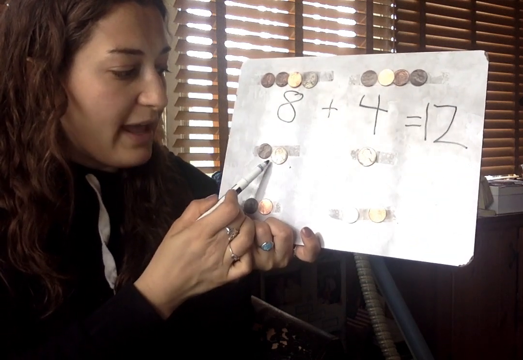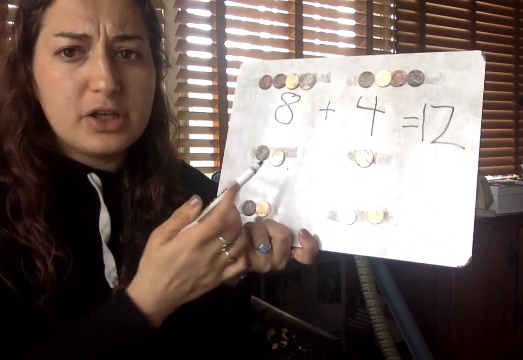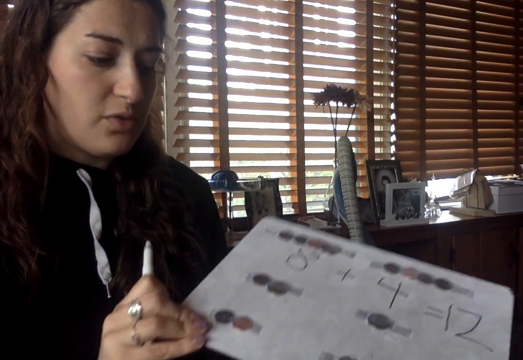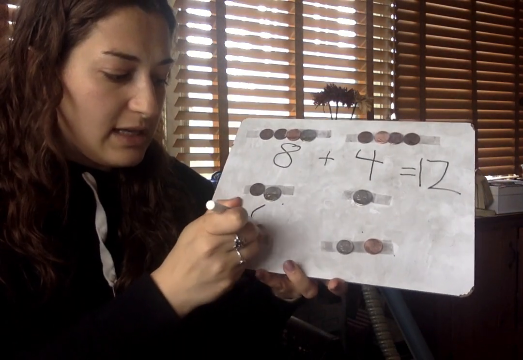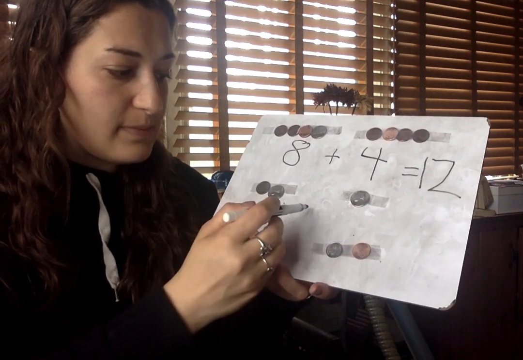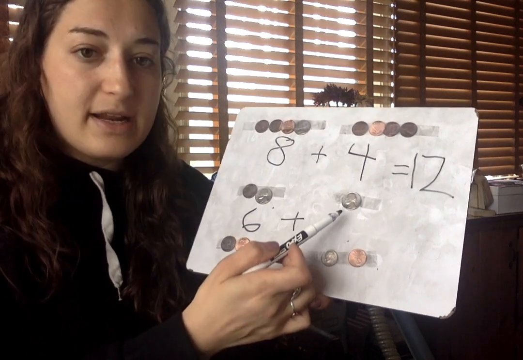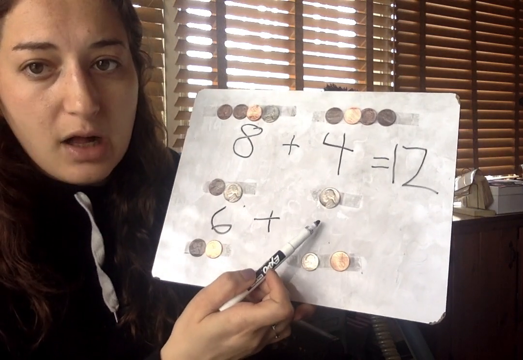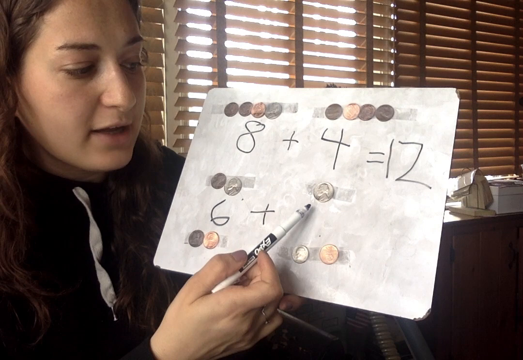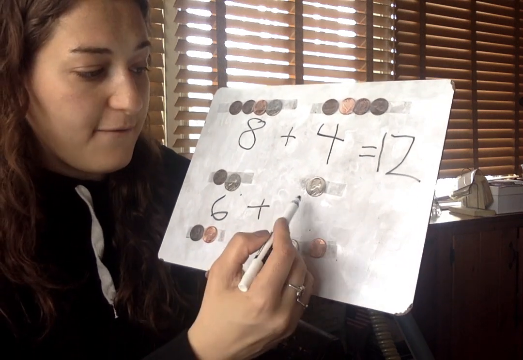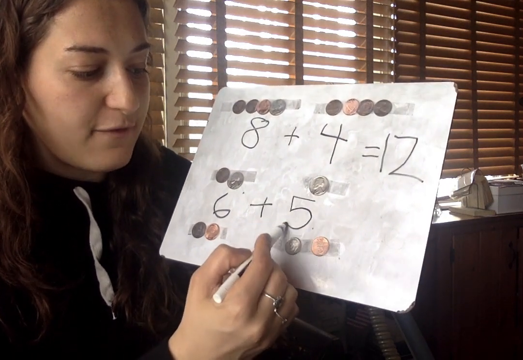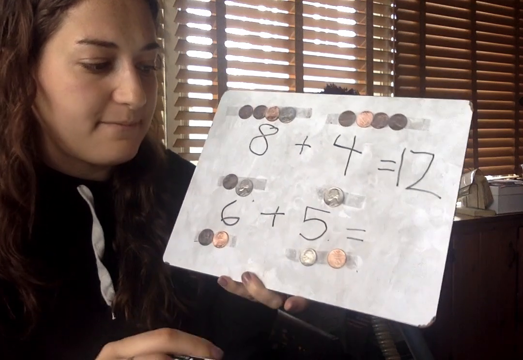I see a nickel and a penny together. A nickel is worth 5 and a penny is worth 1. How many is that all together? 5, 6. Awesome job. So then I'm going to write the number 6. Then I'm going to use my addition sign, just like we did before. Friends, what is this coin called? A nickel. How much is it worth? 5 cents. So practice writing your number 5 and then put your equal sign.